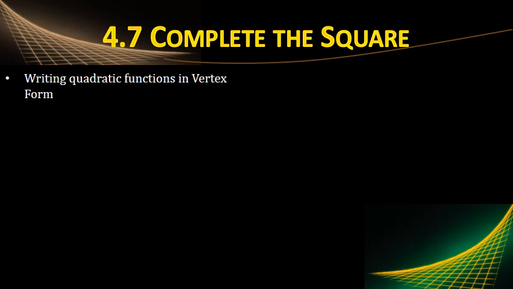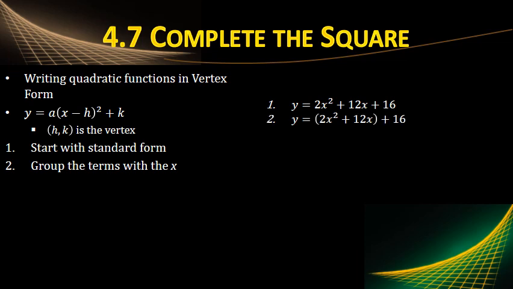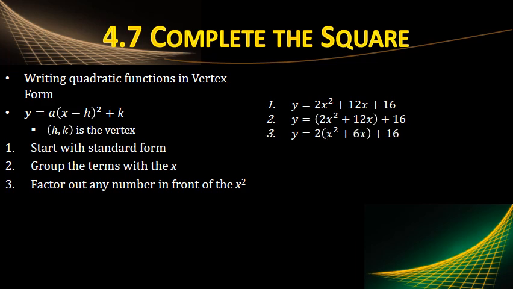We also can use completing the square to write quadratic functions in vertex form. Remember, vertex form was y equals a, x minus h squared, plus k, where (h, k) is the vertex. So we're starting with standard form here, such as this one. We're going to complete the square with a little small twist. Group the terms with the x, so put parentheses around them. And then factor out any number in front of the x squared. So I need to factor out the 2.